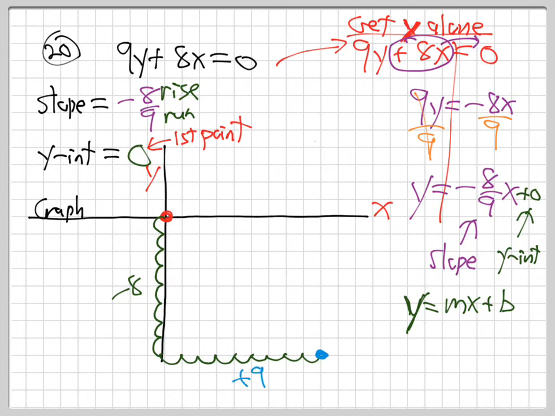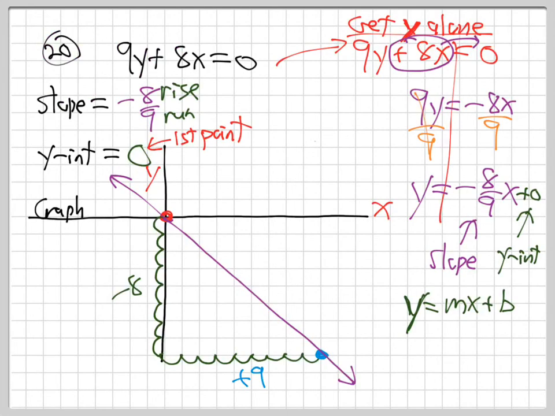And then just connect the dots. And there's the graph of our line. We good on that one? So I'm going to skip 21 and go to 22. Did I whip over that too quick? Any other questions on that one?